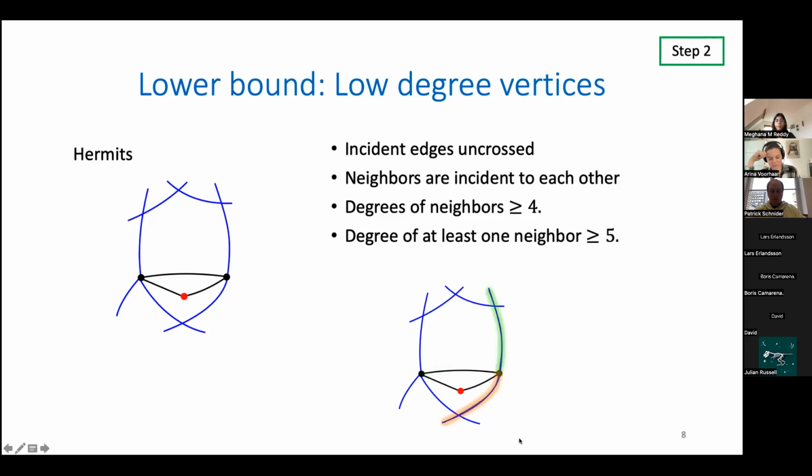Let's look at the two edges that appear immediately before and after in the rotation system of the neighbor. As I mentioned before, these edges are required to help block this hermit from the rest of the drawing. So in some sense, these are hosting, or supporting, the hermit. We would like to count the number of such edges which support the hermit.